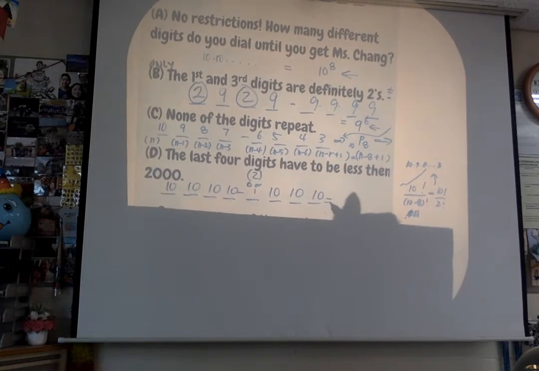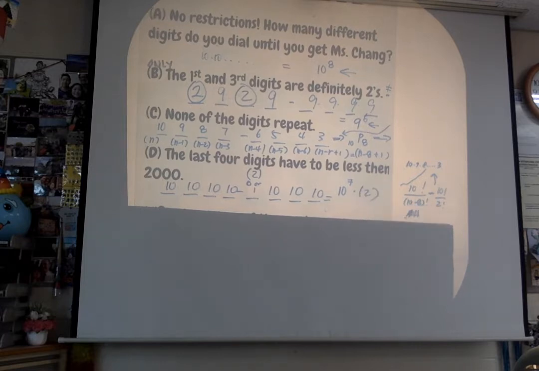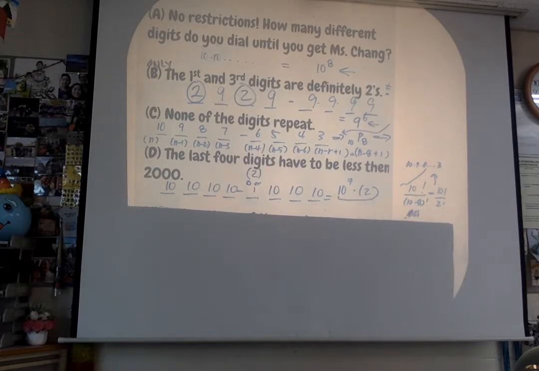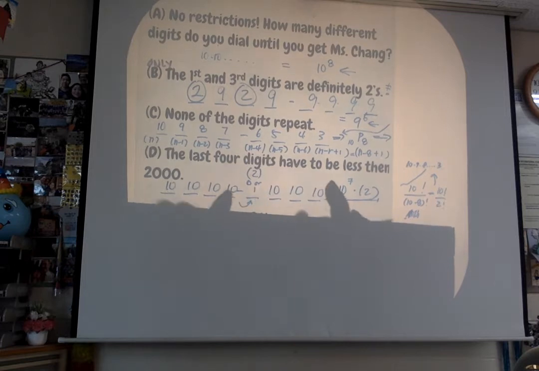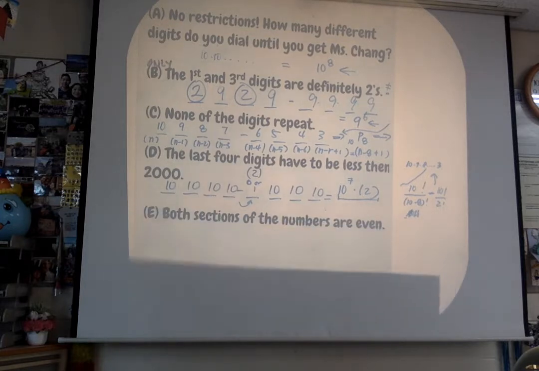That means this guy is going to be 10 to the 7th power times 2. That's your answer. And you can just calculate it if you want, but you can leave it like this right now for the homework, okay? 10 to the 7th times 2. And it's 0 or 1 only, because this quantity here has to be less than 2,000. Okay?